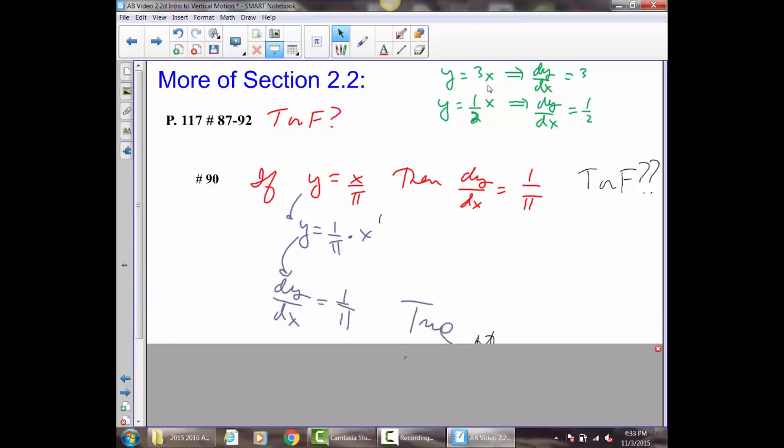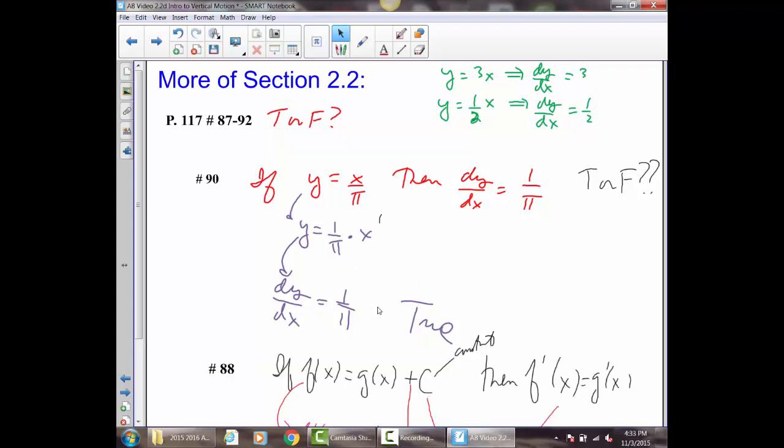Just like if I asked you for the derivative of 3x, you'd say 3. The derivative of a half x is a half. The derivative of 1 over pi x is 1 over pi. So that is actually true. Okay, here's the next one.